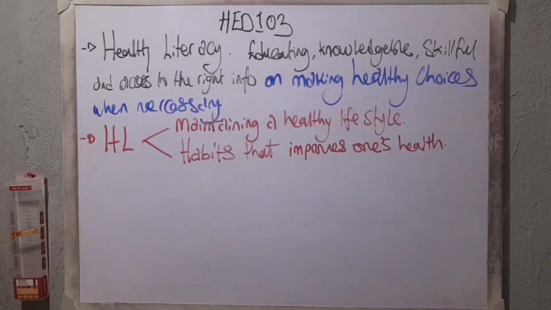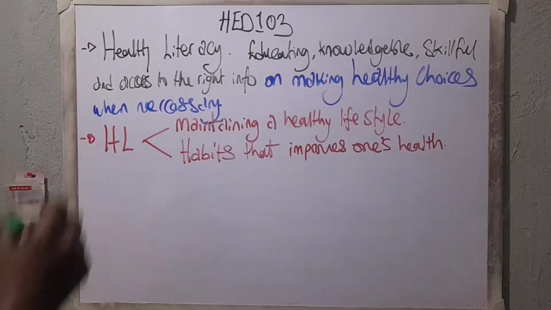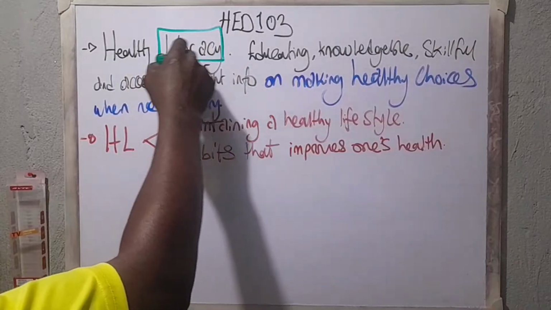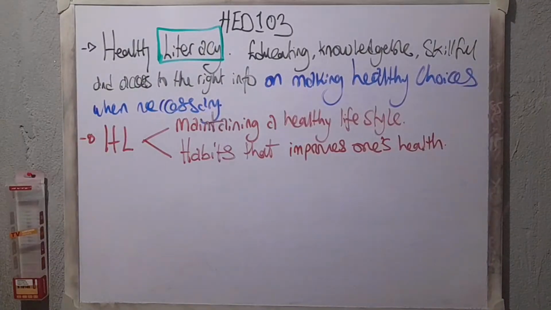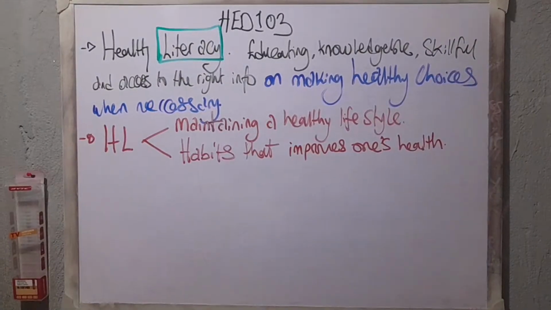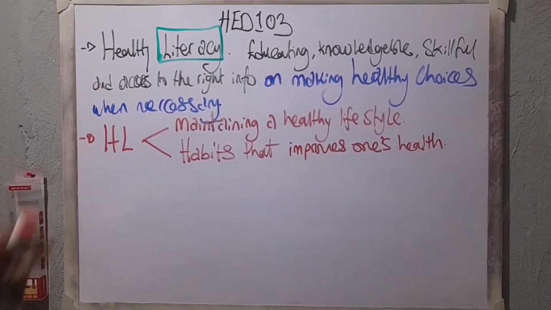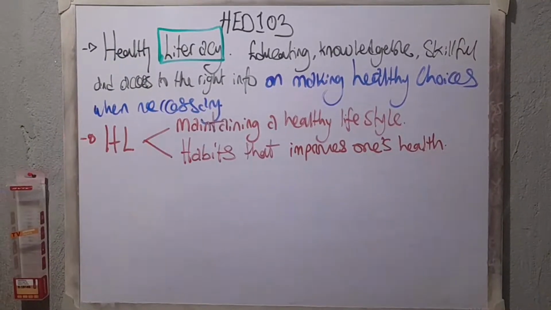For you to maintain a healthy lifestyle, for you to imbibe, for you to operate, for you to allow, for you to exhibit, for you to develop habits that improve your health, you need what? You need to be educated health-wise.